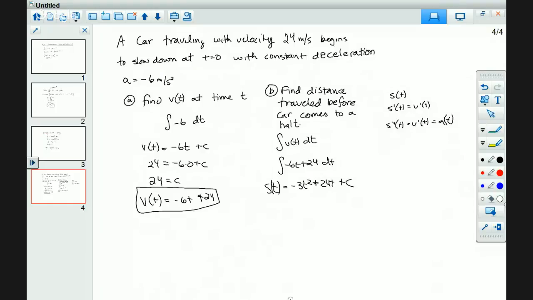What's the initial condition? No, 24 is a velocity. We are now working in position. So we're going to consider the starting position 0. This is a parabola, right? So if this is 0, 0, the next time it hits, it's going to give us how far it's gone.